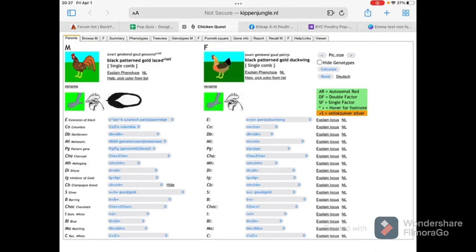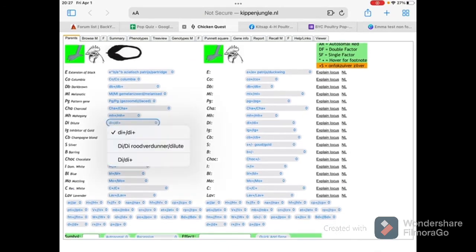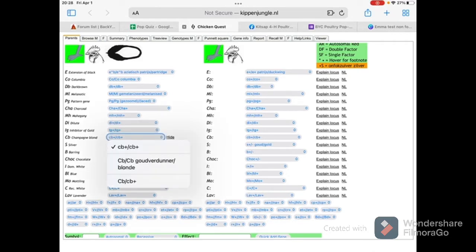So next we have dilute. Dilute is a red and gold dilution gene. It dilutes red and gold, basically. It's a dominant gold dilute gene. Next we have the inhibitor of gold gene, and it dilutes gold. So it dilutes gold to lemon, and it's a recessive gene. So it's a recessive gold dilute gene inhibitor. And next we have champagne blonde, which is a dominant gold dilute gene.